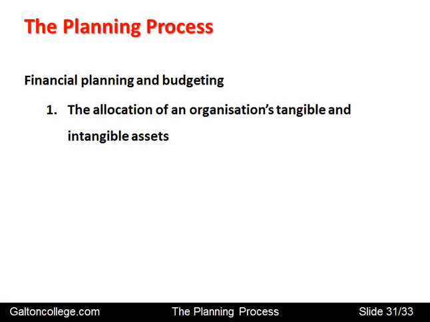Financial planning and budgeting. Well, the allocation of an organization's tangible and intangible assets must be looked at. Looking at how the assets of the organization are used. The tangible ones would be the buildings, the machines, the equipment, the office furniture, and so on. Looking at how these are allocated. And looking at the intangible assets, the people, the skills, the information that the company has acquired about the market and about its customers. All intangible assets.